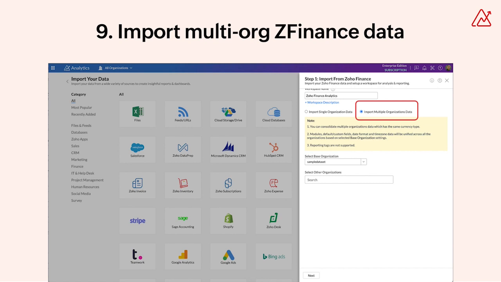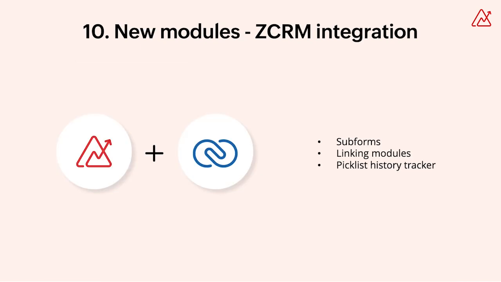Here's another quick update with respect to the integrations. We now support a few more modules with respect to Zoho CRM integration: the subforms, linking modules, the pick list tracking, and history tracker are the three new modules that we support now. As you may be aware, this integration by default comes with more than 150 pre-built reports and dashboards. Now, with more modules in the basket, you can extract deeper insights and run more analysis on your data.